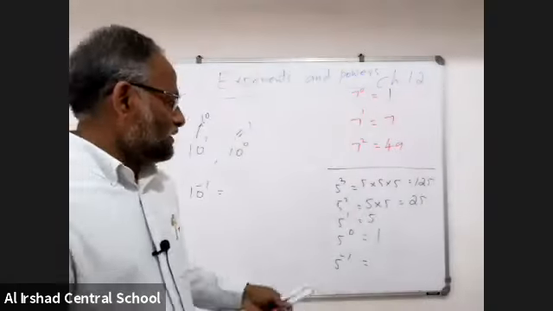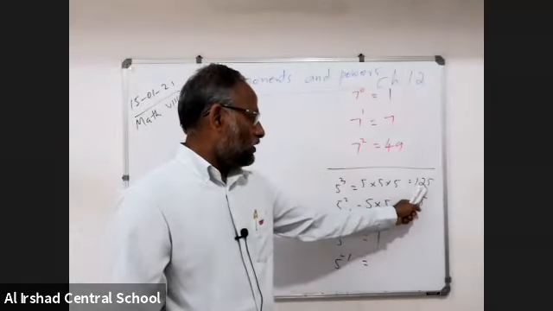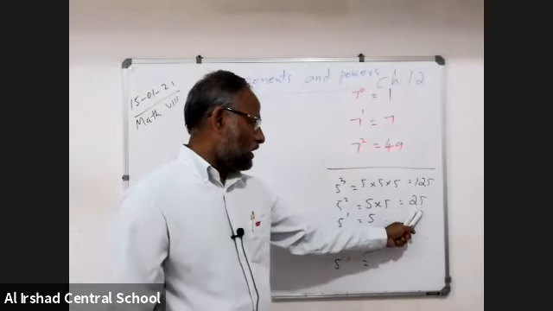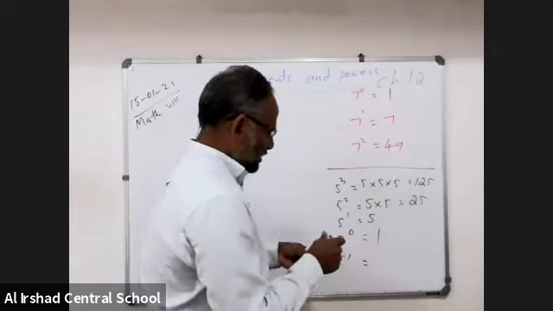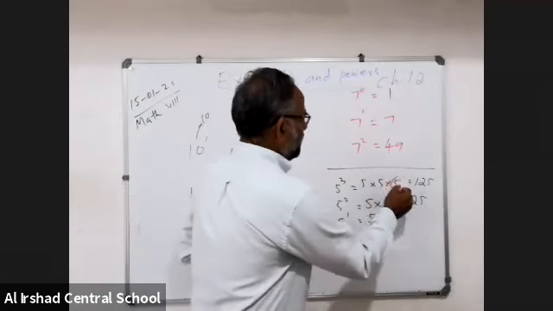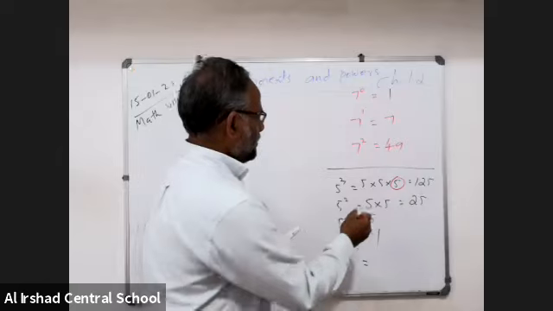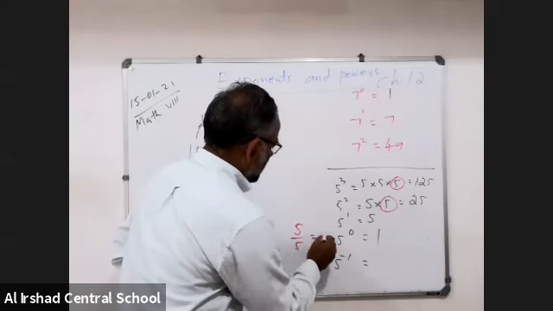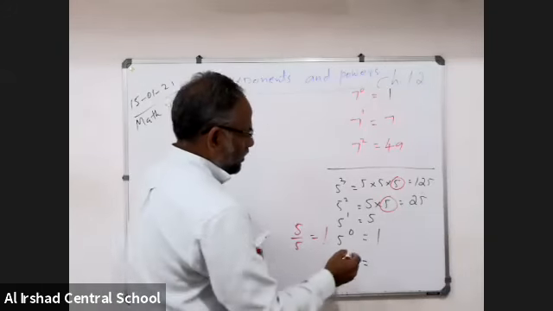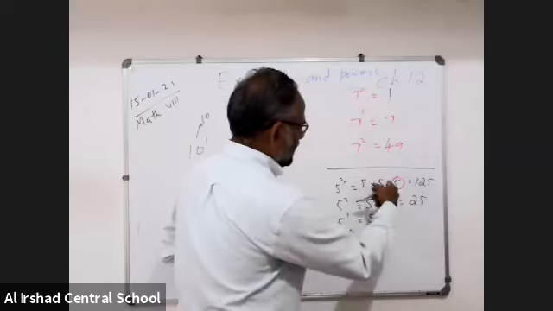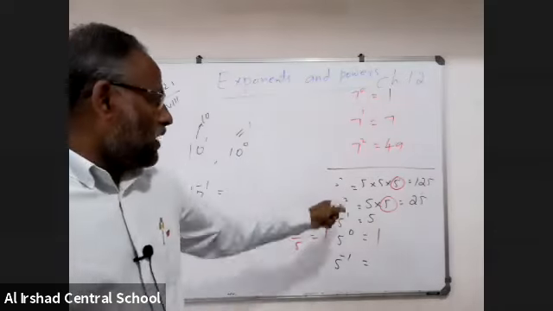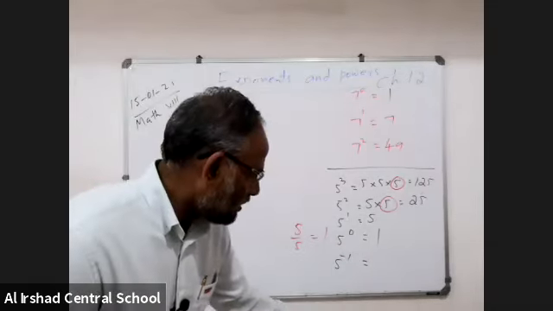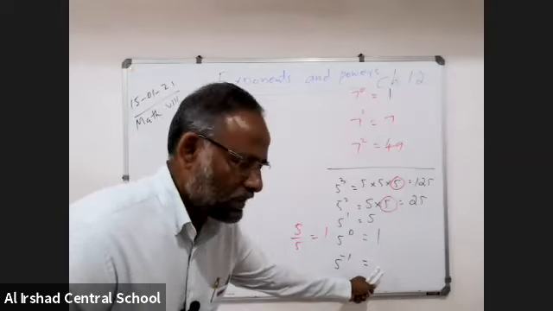There will be a relation here. 125 divided by 5, that means 25. See, I am cutting. 25 divided by 5 is 5. Here also divided by 5. Now here also divide by 5. 5 by 5, that is 1. Now you have to think, sir, you divided by 5, 5, 5, 5 like that. So what to do? What is the answer here?